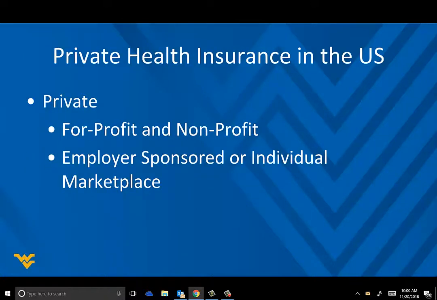So we talked about private health insurance before. We talked about public health insurance. Private can be either for-profit or non-profit, and the bulk of that in the United States, as we'll see in a later slide, is employer-sponsored health insurance. Most people in the United States that have health insurance have employer-sponsored health insurance, but now we also have a growing, or it grew a little bit, individual marketplace after the Affordable Care Act.